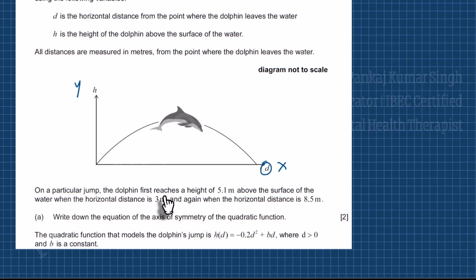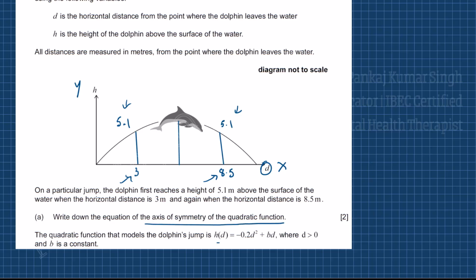On a particular jump, the dolphin first reaches the height of 5.1 meters above the surface of the water when the horizontal distance is 3 meters. So basically, what he says is that at 3 meters, which is here, the height is 5.1. And the same height of 5.1 is achieved when the horizontal distance is 8.5. The two x values give me the same y value. This is symmetrical. And from here, he wants me to find the axis of symmetry of the quadratic function.